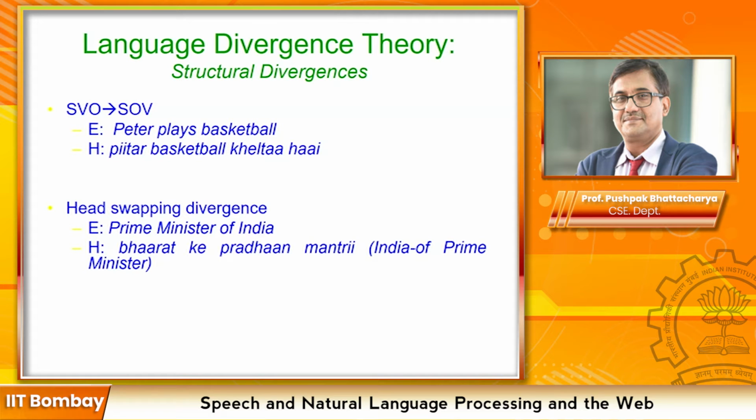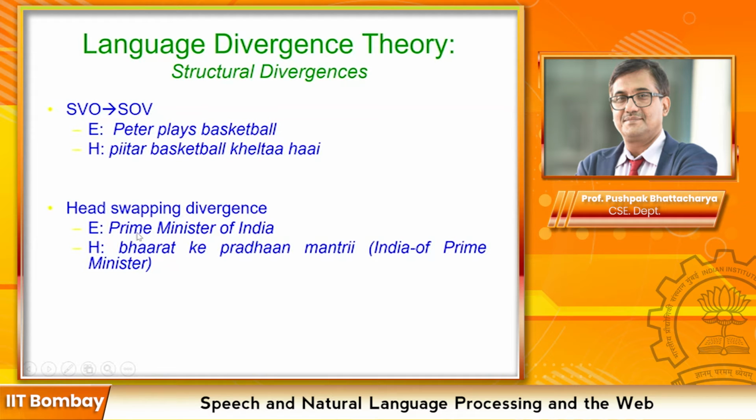It is a very interesting fact that there is no instance of any language in the world which puts the object before the subject. There is no language. You have SVO, you have SOV, but everywhere the object is coming after the subject. So there is no language where you have OVS, or OSV or VOS. You don't have that. That's an interesting thing, and why this happens is something we can ponder about. Now SOV is: Peter plays basketball, play in the middle; Peter basketball khelta hai, verb in the end.